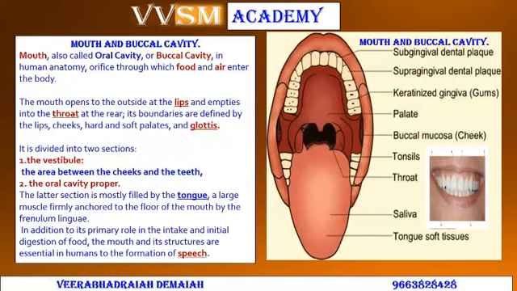In addition to its primary role in the intake and the initial digestion of food, the mouth and its structures are essential to humans for the formation of speech. So this is all about the anatomy of the mouth and the buccal cavity.